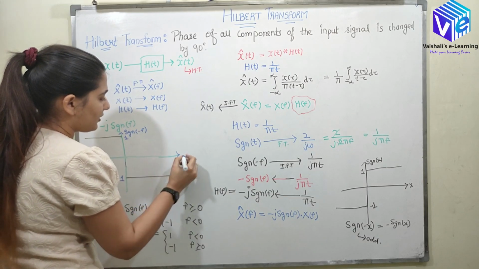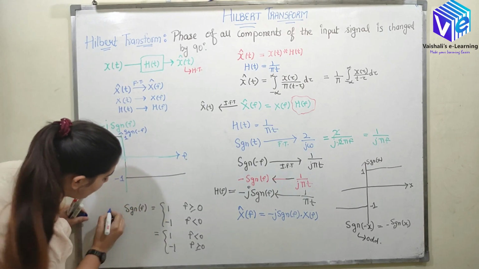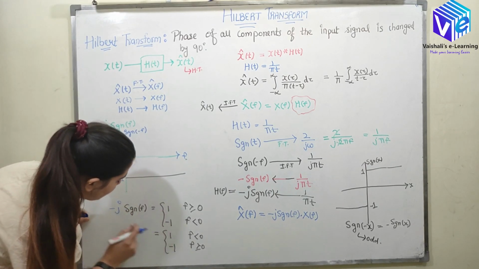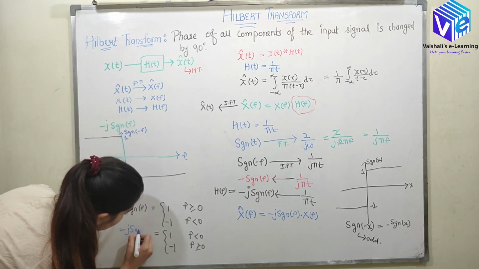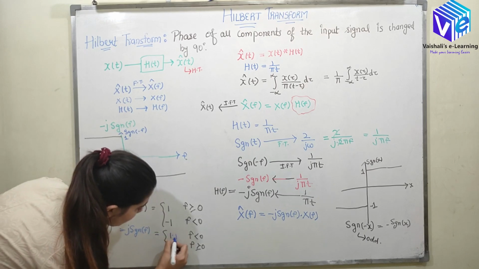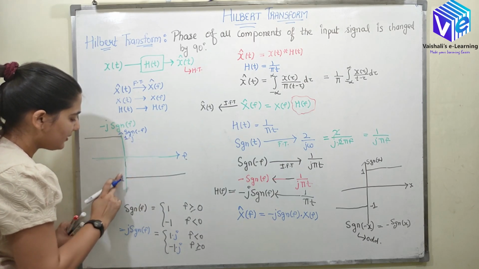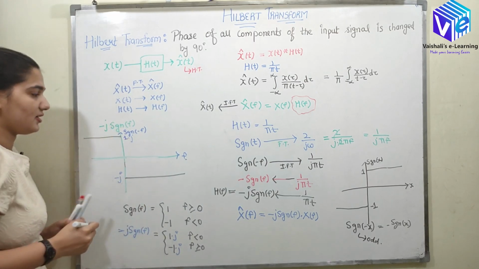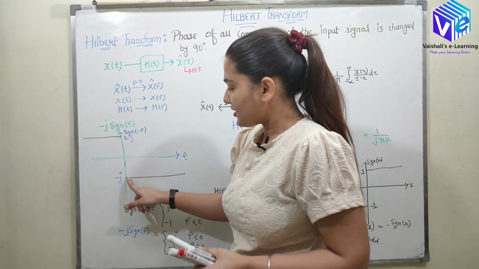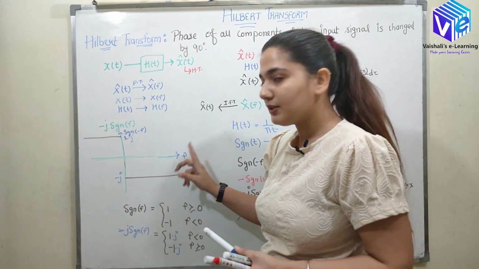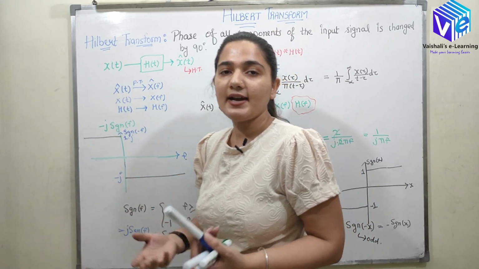Now I need to find j into signum of f. Whenever I multiply with j, here also it is multiplied with j. So this was minus j signum of f, and here also the amplitude is multiplied with j, and here I'll get minus j. So whenever I multiply a signal with minus j when the frequency is greater than 0, and with j when it is less than 0, I'll get the Hilbert transform.